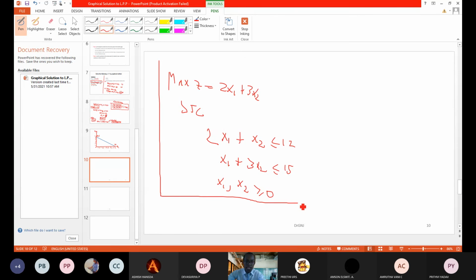You are going to plot this on a graph. For the next class, you will send it to me, I will check, and then we shall discuss how to do the maximization. Next class will be maximization, so we shall find the maximization line.